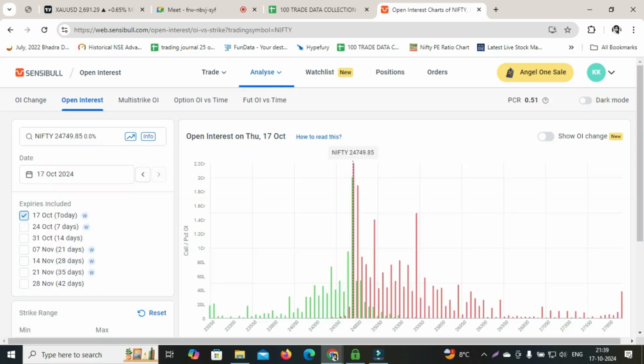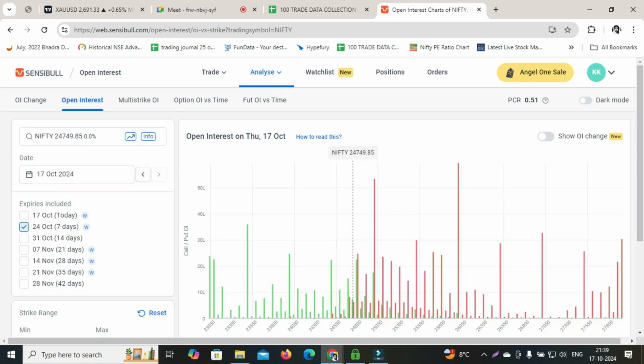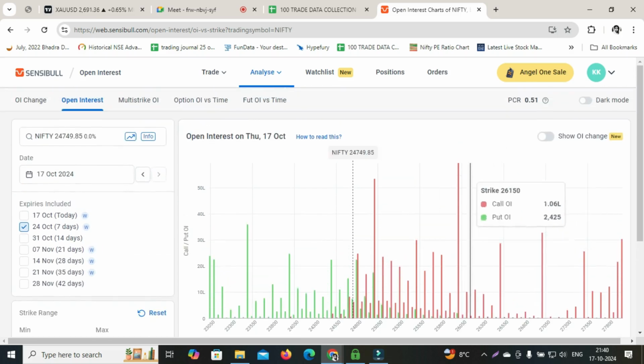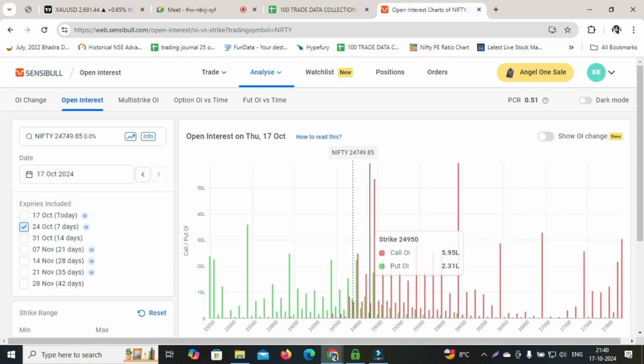Now expiry is done for today, so let's see how people are positioned for the next expiry, on 24th October. The put to call ratio is 0.57. It is on the lower side, kind of oversold. Now this term oversold is relative. 0.57 used not to be oversold in the first half of 2022. At that time it used to go to 0.4, 0.38.